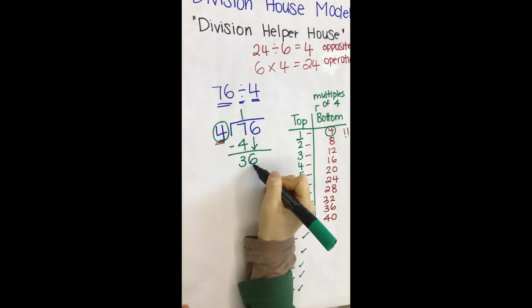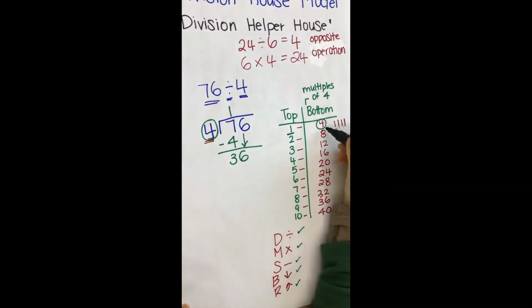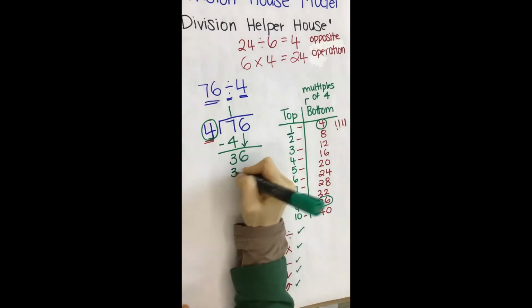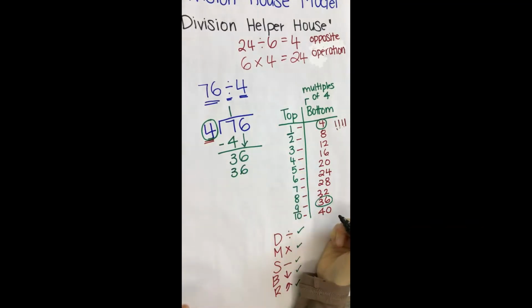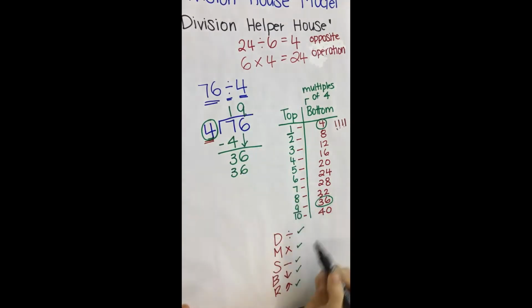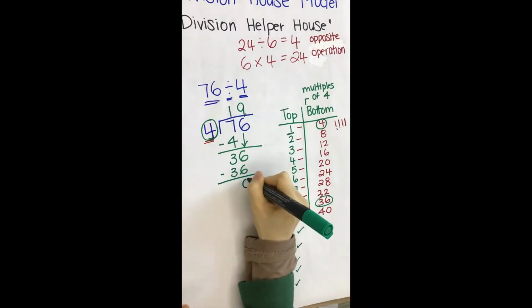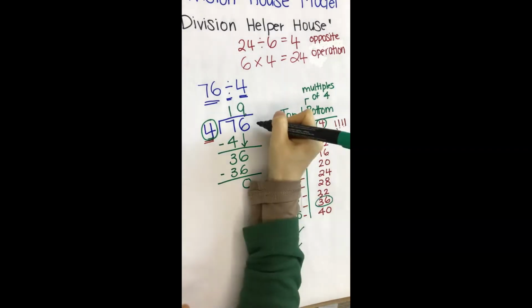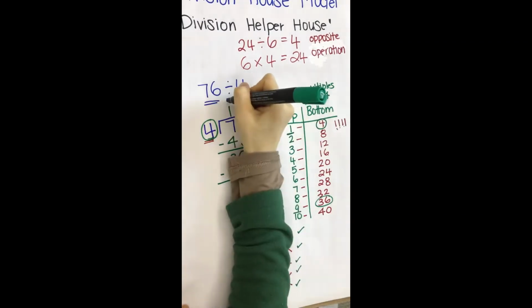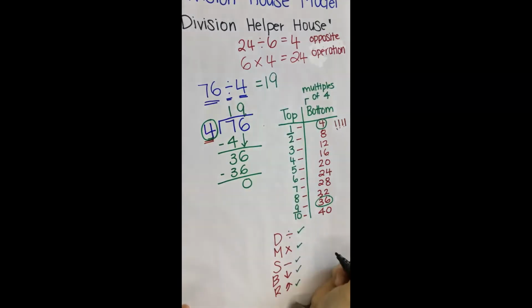I will need to take a look at 36, go to my bottom chart, and find the number that is closest or exactly the same number. I found 36. I'm going to put this number on the bottom. I'm going to underline my top number, which is 9. I have done my division and multiplication because 4 times 9 gives me 36. Subtracting, and I have no remainder. The repeat part, I do not have any more numbers to go by. So I know 76 divided by 4 is 19.